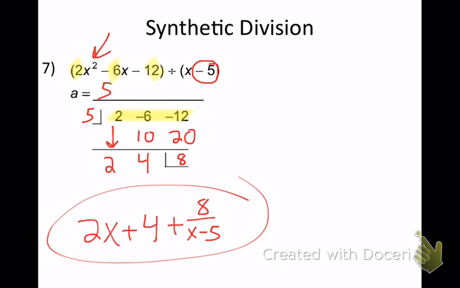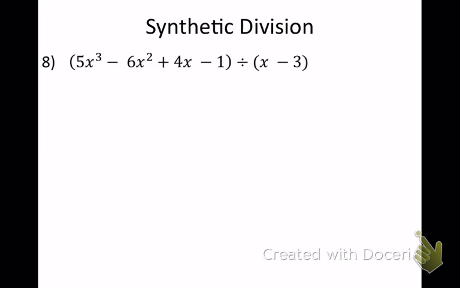All right, nice work. Let's try another one here. So number 8. I have 5x cubed minus 6x squared plus 4x minus 1 divided by x minus 3. So what's going to be the number that goes in the box out front? A 3. Nice job. And then I bring down my coefficients. So I have 5, negative 6, 4, negative 1.